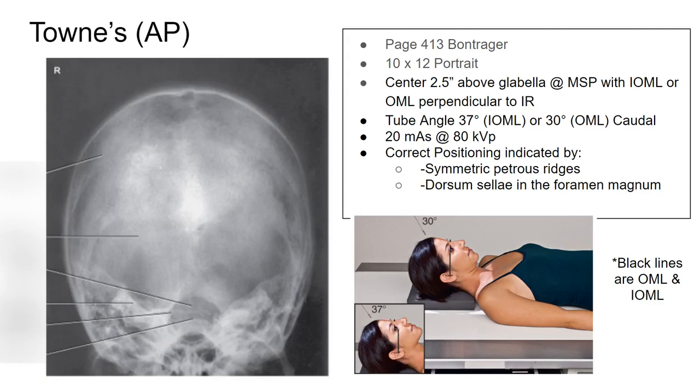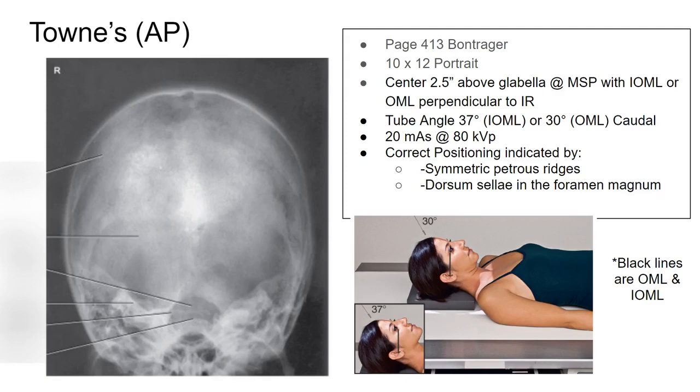Now, the Townes is actually considered an AP axial projection. So what does that mean? Well, AP tells us that the patient is supine, and axial tells us that we are using a tube angle. Remember, axial means a tube angle greater than 10 degrees along the long axis of the body. Now, this projection can be found on page 413 in Bontrager.